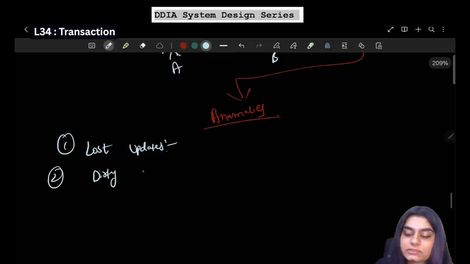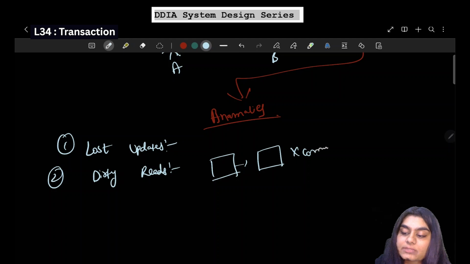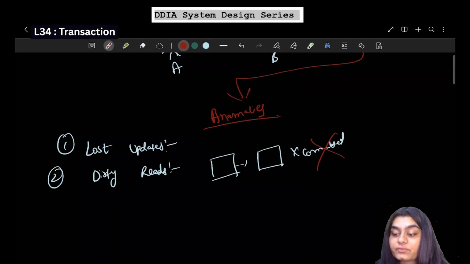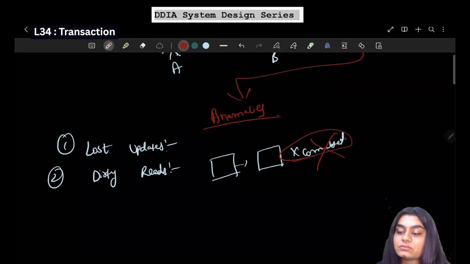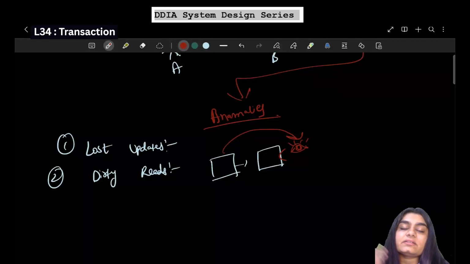Second is dirty reads. In this, one transaction reads the data written by another transaction that has not yet committed that data. If the writing transaction rolls back, the reading transaction has already seen a value which now does not exist, that is, it was never actually saved. It is also called reading dirty or temporary data.